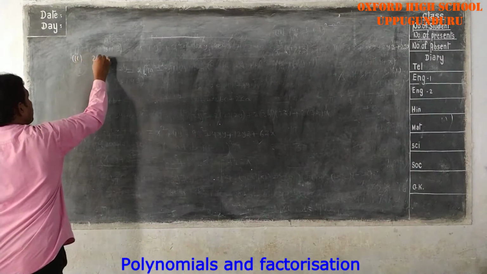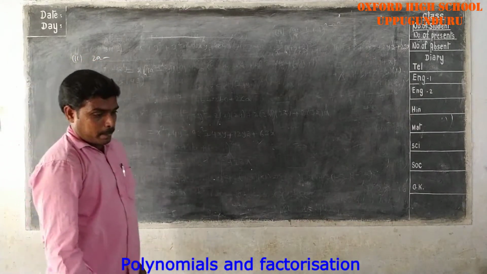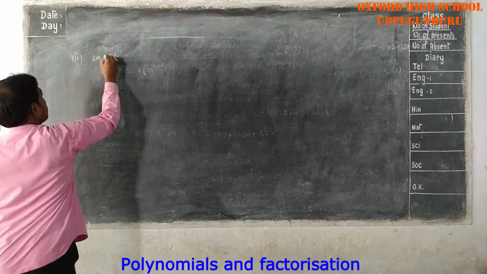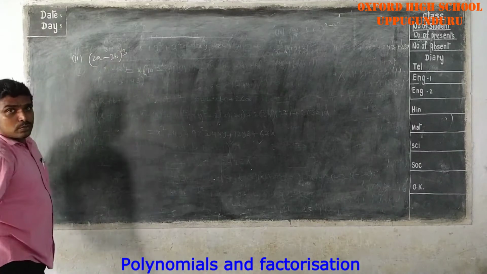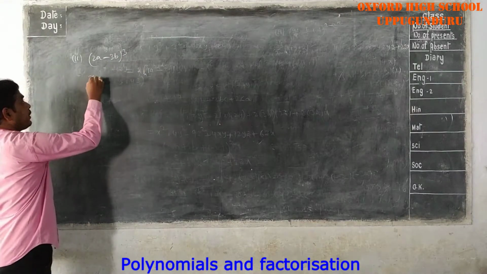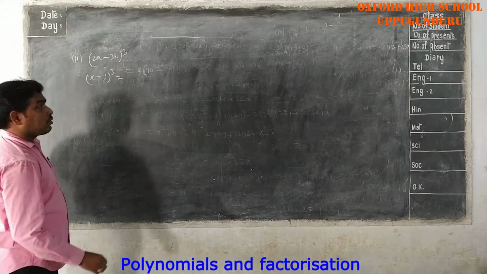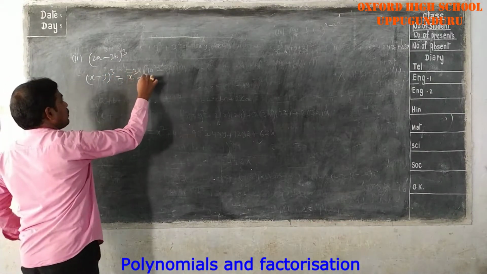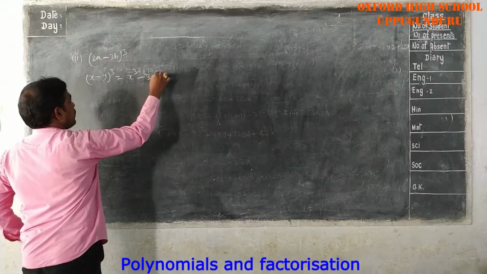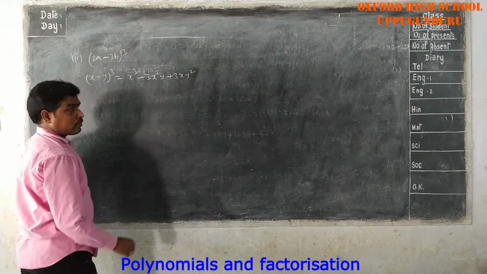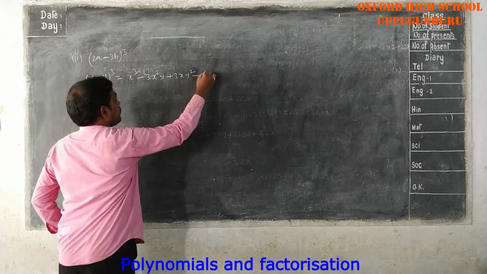Second one, 2a minus 3b whole cube. So this you have to do using the identity x minus y whole cube. What is x minus y whole cube? x cube minus 3x square y plus 3x y square minus y cube.